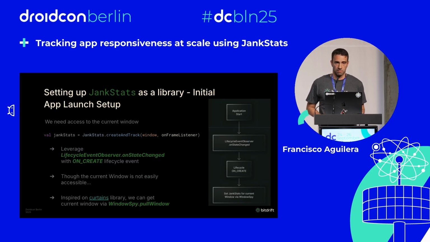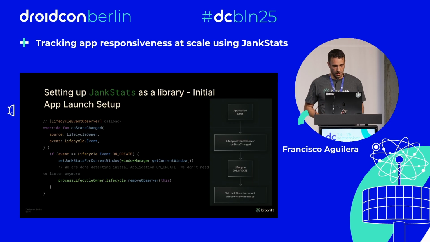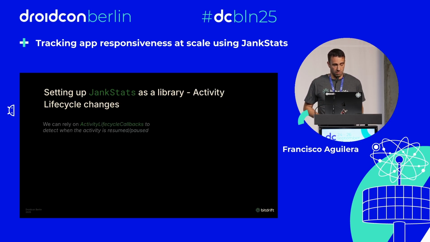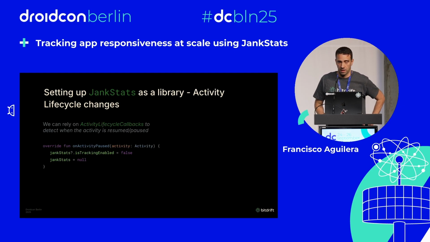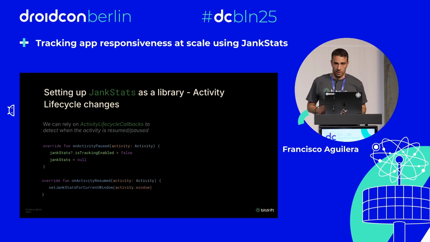Hey, that's great, but maybe I want to stop tracking when the current activity is paused, or when I change activities, I want to focus on a new activity, things like that. Well, in that case, I can rely on another callback, which is the activity lifecycle callback. When the activity is paused, I can stop the collection because the user is not interacting with the app. I can stop spamming logs if it's not needed. I can also nullify the JankStats to prevent potential memory leaks. And on activity resume, you may have another activity. Now you are able to get the window for the most current activity, and you can set up JankStats again.